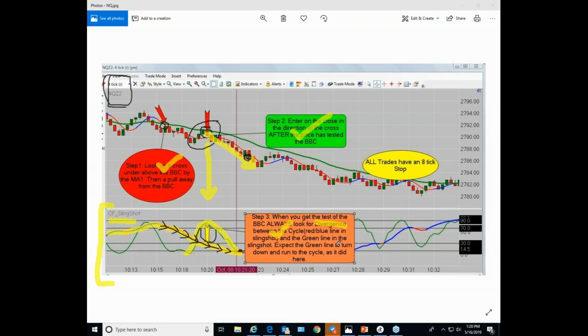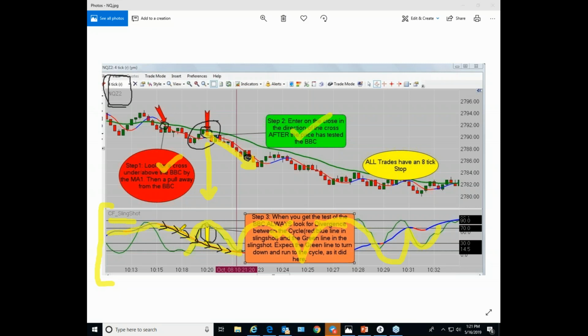Again, the normal thing for the market to do, or what's happening in the slingshot, is why the trade exists down there. So we expect the green line to do this, this, this, until the cycle turns blue. Now the momentum has turned bullish, so we're looking for buying opportunities. What we want to see is the green line build divergence underneath it.